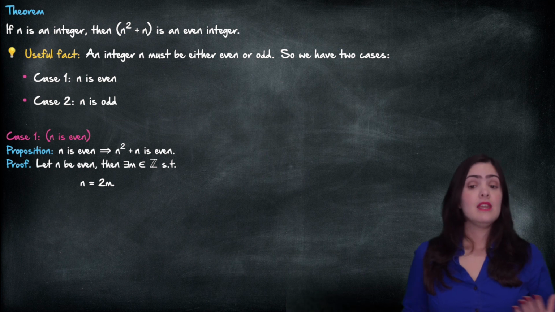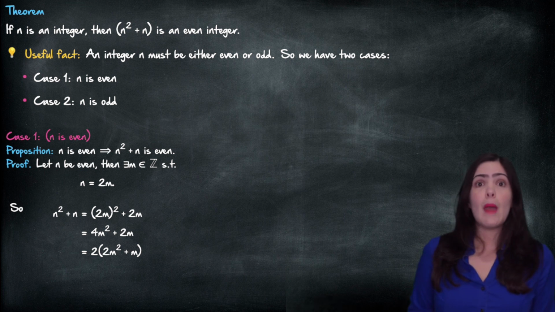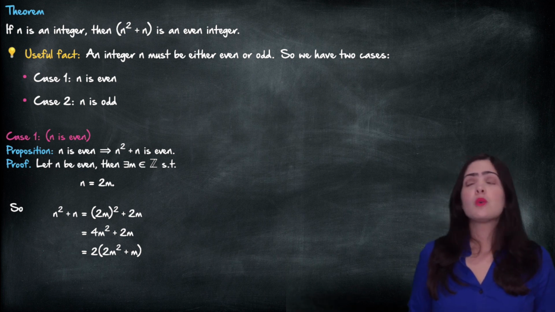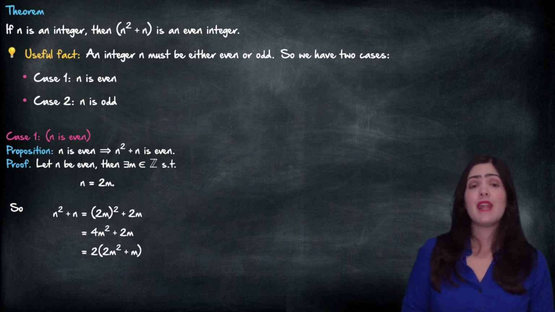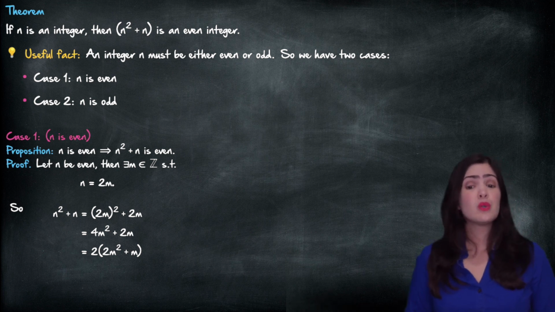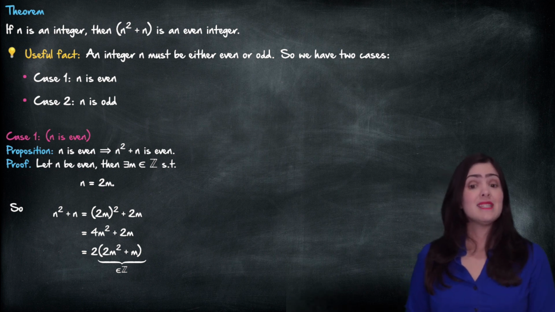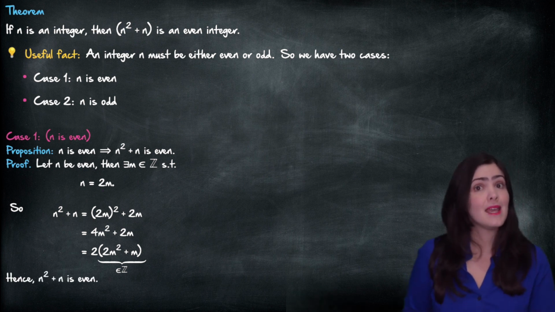So if n is equal to 2m, then n squared plus n would be (2m) squared plus 2m. But that is 4m squared plus 2m, so I can take a common factor 2, and then we have that n squared plus n is equal to 2 times (2m squared plus m). But we know that 2m squared plus m is an integer. Then with this, I can conclude, indeed, that n squared plus n is even.